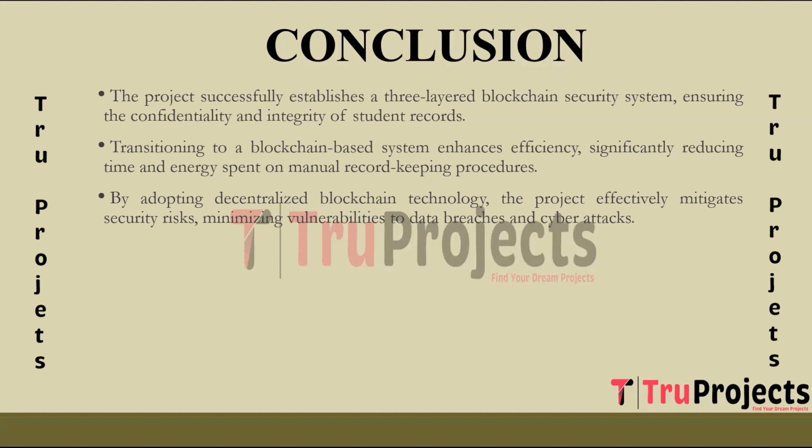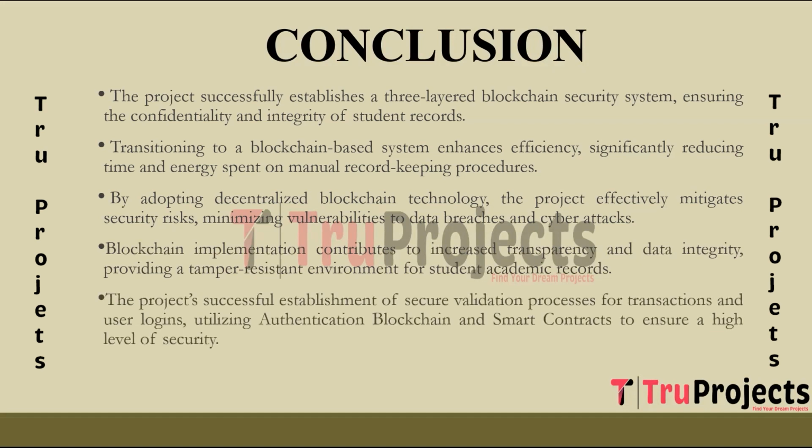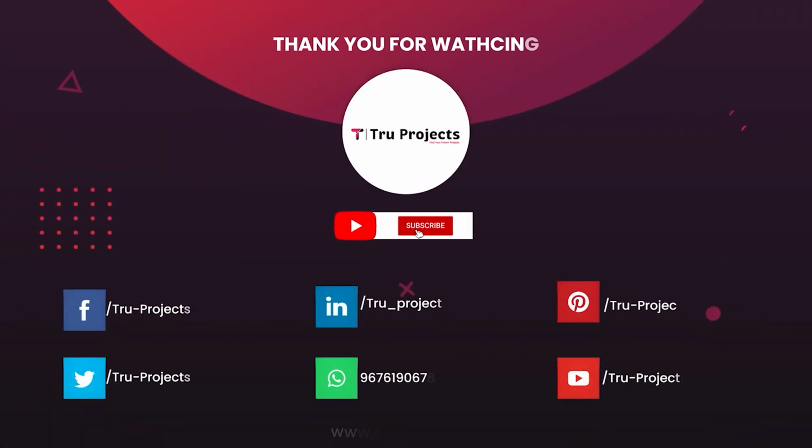The vulnerabilities to data breaches and attacks have been mitigated, providing a more secure environment. The implementation of blockchain has contributed to enhanced transparency and data integrity. The decentralized nature of the system ensures that records are tamper resistant, fostering trust in the accuracy and reliability of the student academic information. The project emphasizes the successful establishment of secure validation process for transactions and user logins. Leveraging the authentication blockchain and smart contracts ensures a high level of security, safeguarding critical interactions within the academic record system.